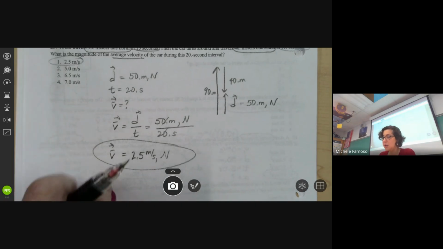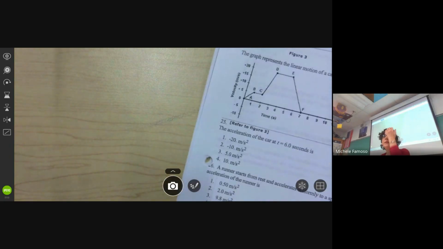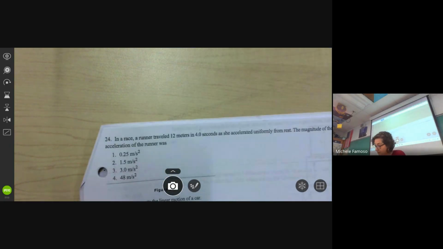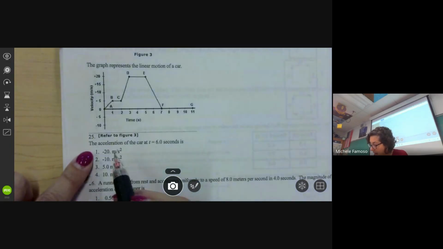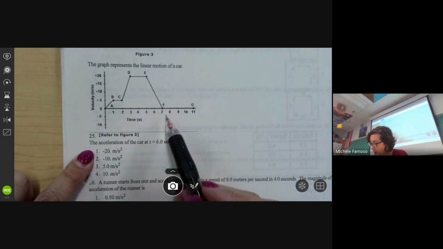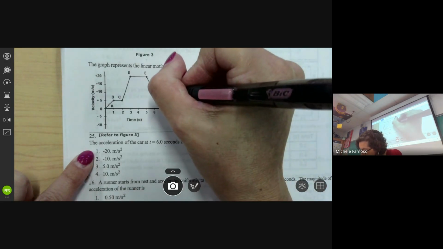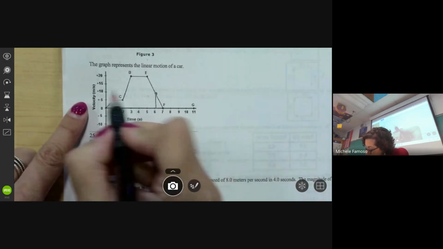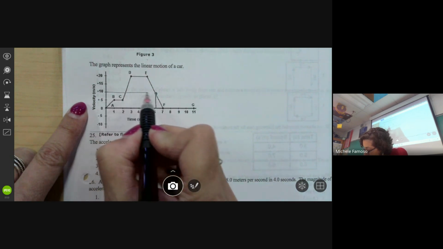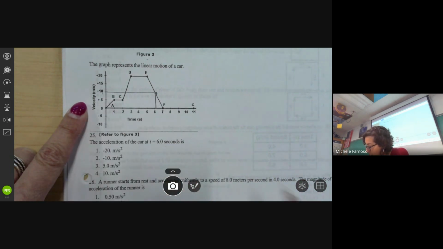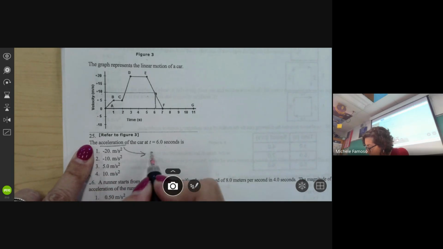Anything else here through question number 28? Miriam? 25 says, and we are referring to this graph here, which is figure 3. What is the acceleration of the car at 6 seconds? So 6 seconds on the graph is right here. And I can see from the graph at 6 seconds that that is my velocity. But to get the acceleration, I talk about slopes on these graphs.